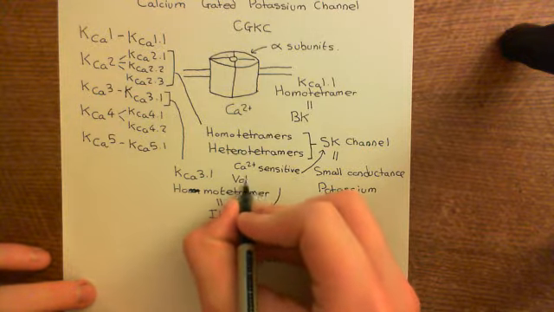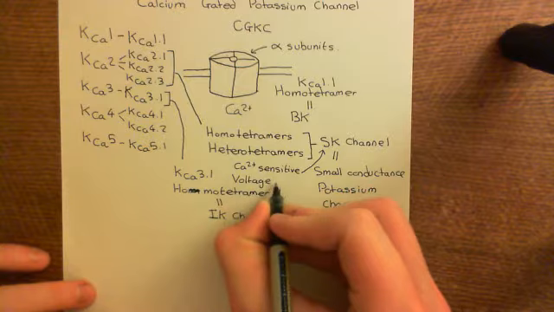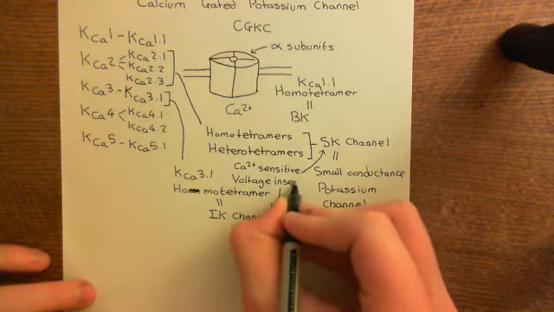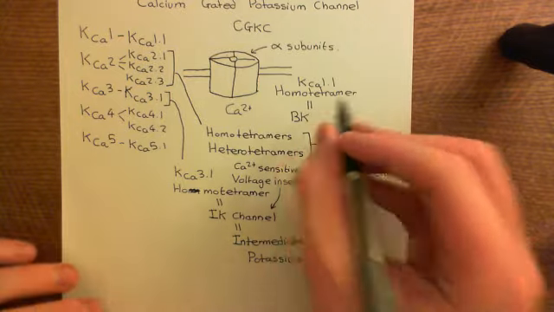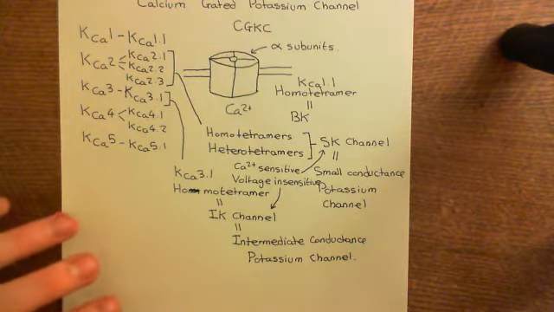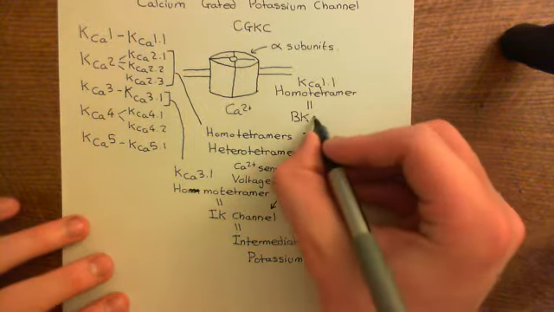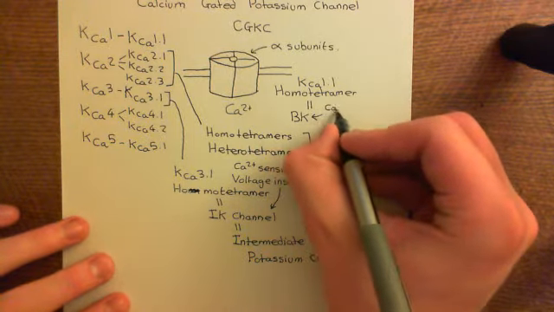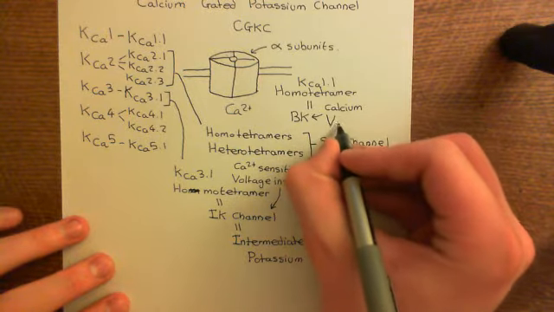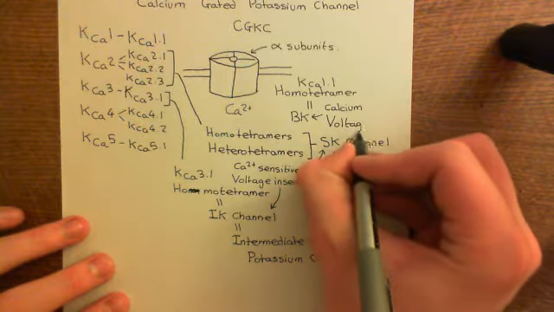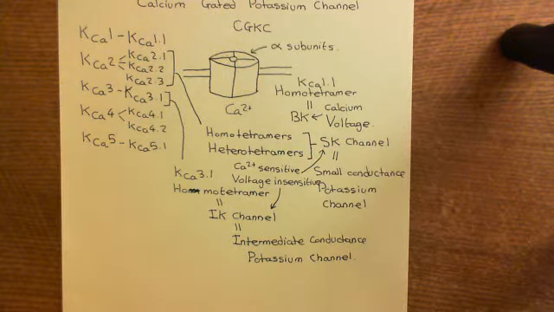So they're voltage insensitive. This is the difference between the SK, IK, and the BK channel. These two are calcium sensitive and voltage insensitive, whereas the BK channel is calcium sensitive, so it can be activated to open by calcium, but it can also be activated by voltage changes, so it can be activated by depolarization of the electrical potential difference across the membrane. That's the difference between the SK, the IK, and the BK channel.